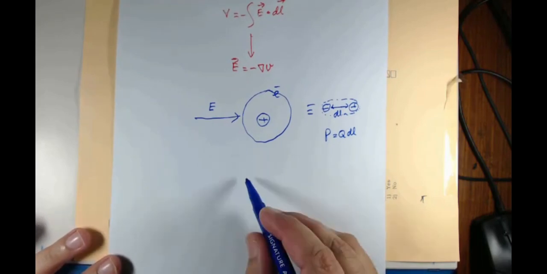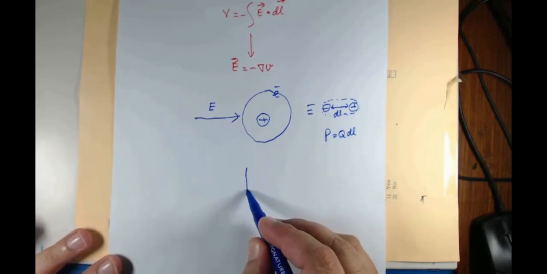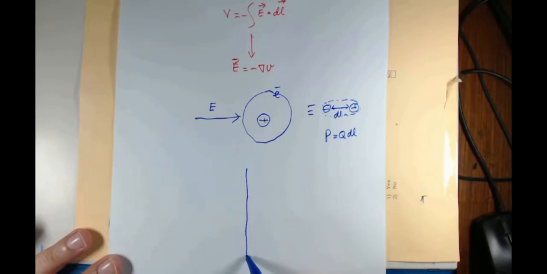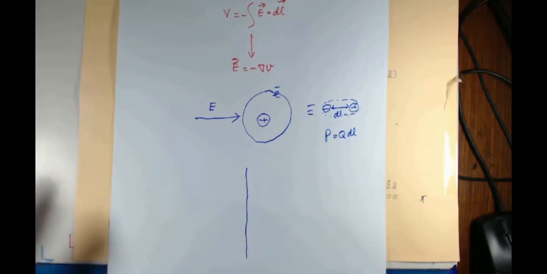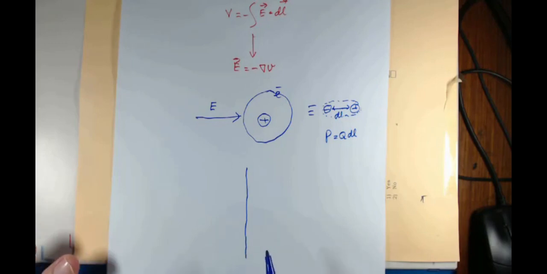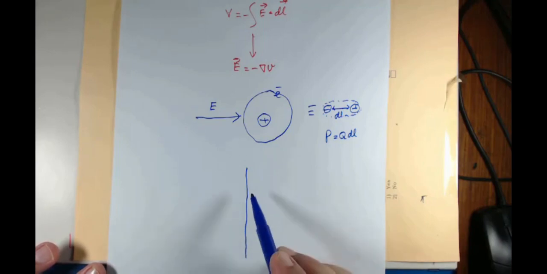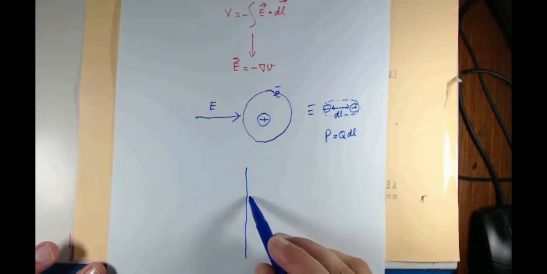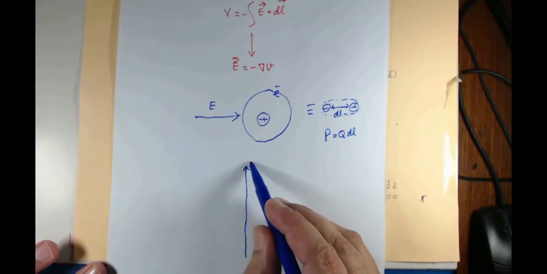Let me explain that. Now we have a tool, that is how to determine the electric field from the potential. So let us consider a dipole that is aligned, suppose, along the z axis.